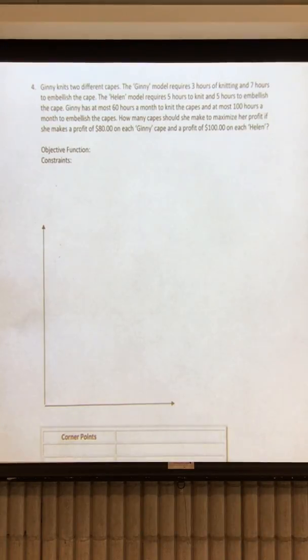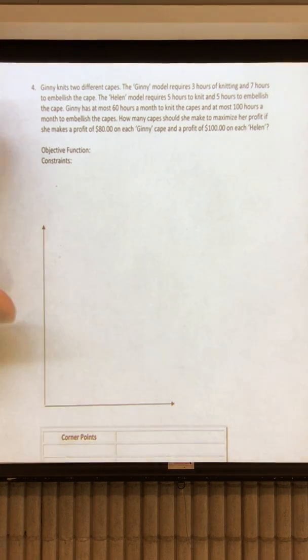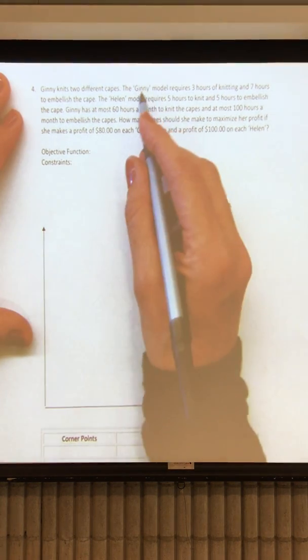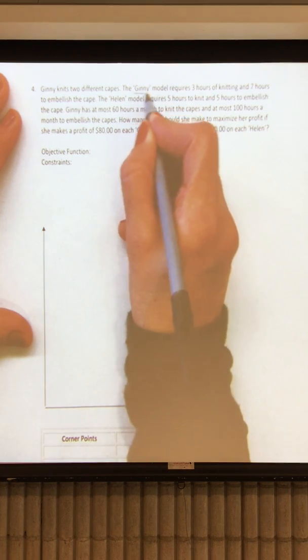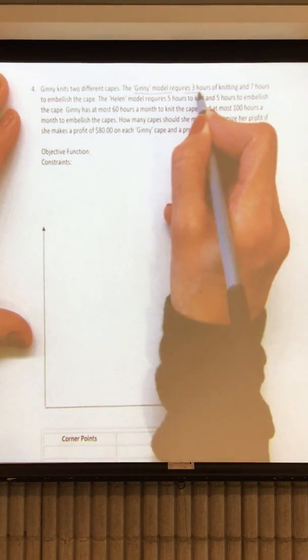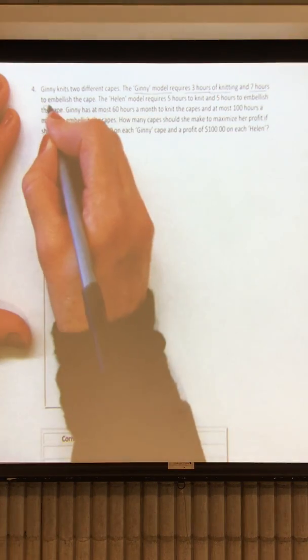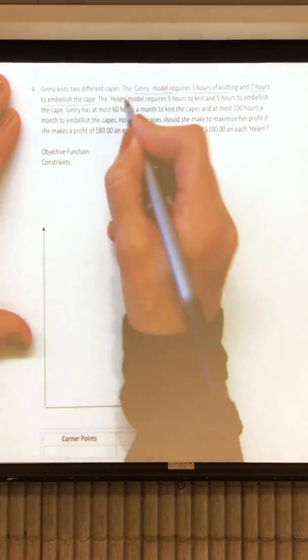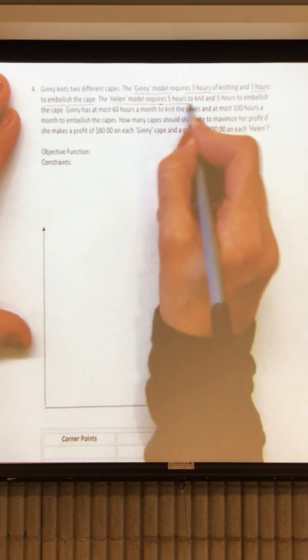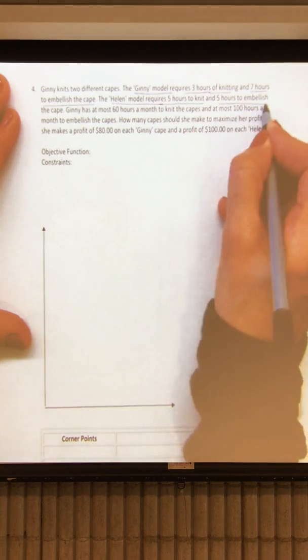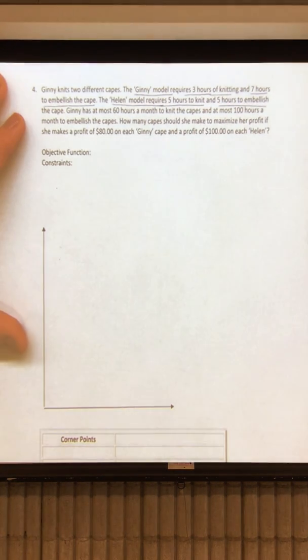Let's continue Chapter 3, Section 3, problem number 4. Here we have another linear programming problem. Reading this problem, we have our Jenny model of cape requires 3 hours of knitting and 7 hours to embellish the cape. The Helen model requires 5 hours of knitting and 5 hours to embellish the cape.